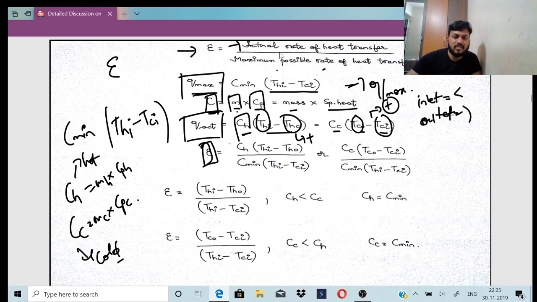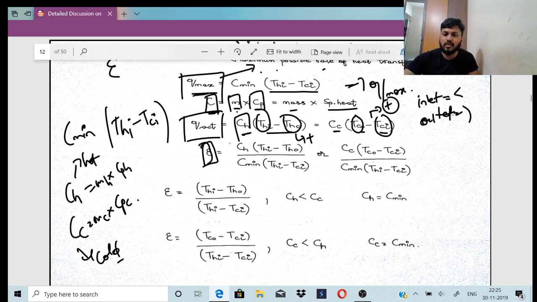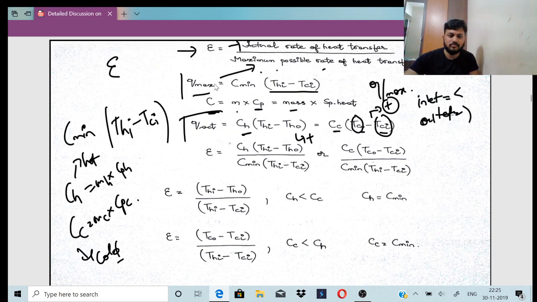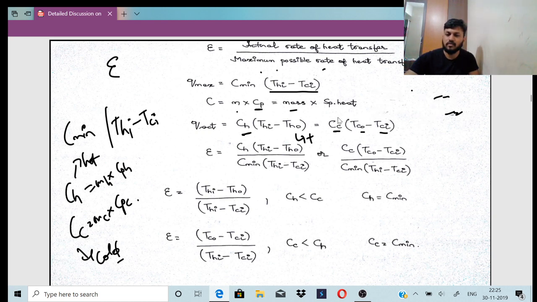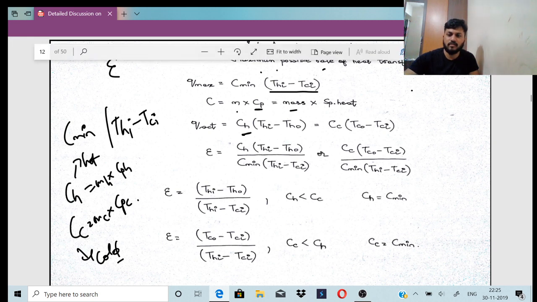So basically what is actual rate? C minimum by THI minus TCI. So this is maximum possible rate. Actual rate I have written here. So 1 minute, let me erase this. Okay, so that you guys can see the formulas.